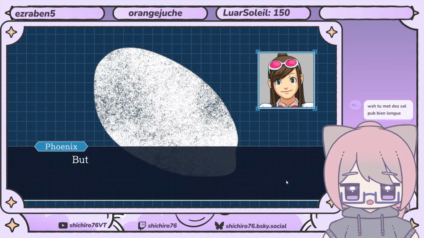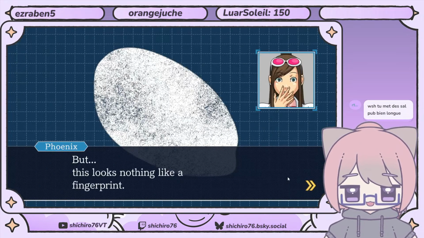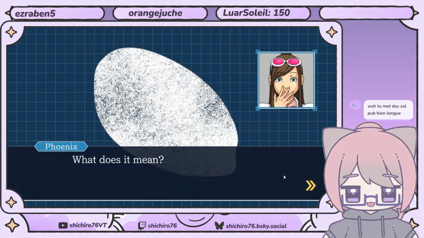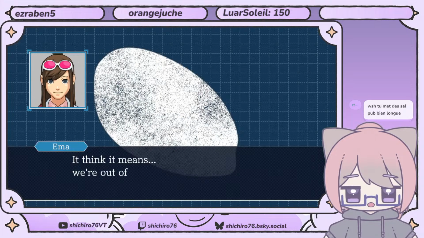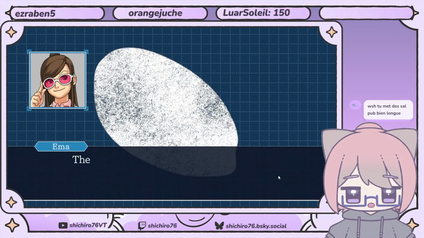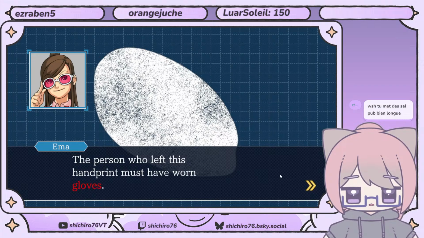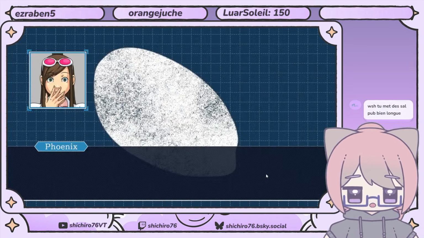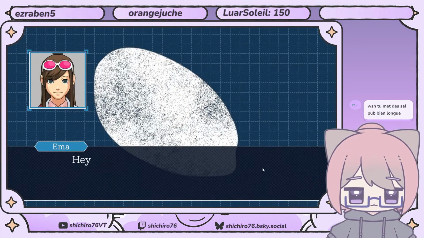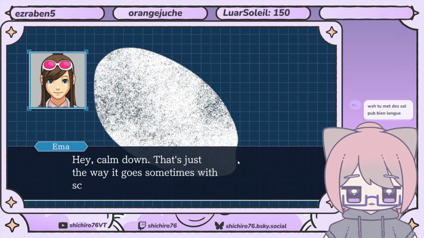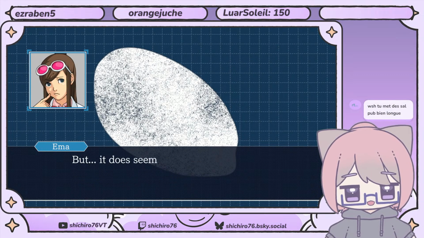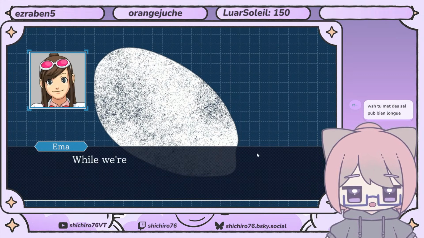You found one. But this looks nothing like a fingerprint. Now that you mention it, I guess it doesn't. What does it mean? I think it means we're out of luck. Out of luck? The person who left this handprint must have worn gloves. Oh, those gloves just to the right. Don't tell me we've been wasting our time here. Hey, calm down. This is the way it goes sometimes with scientific investigations. But it does seem a shame.